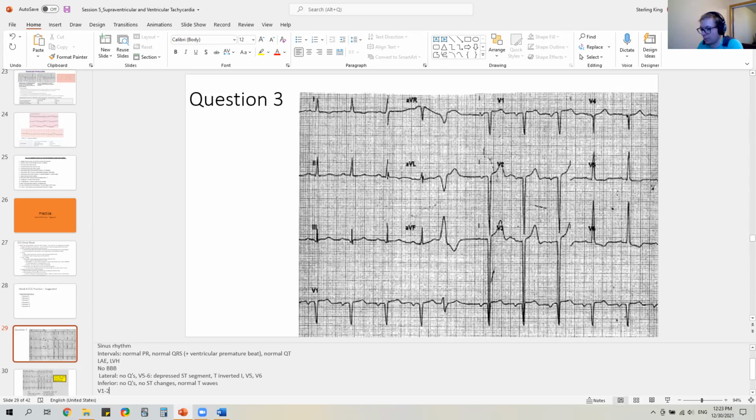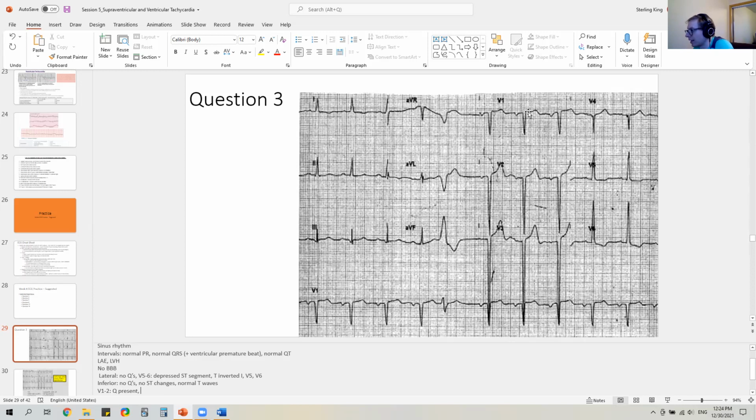Okay, so V1 to 2. This ST is a little higher, so is this one. Those are Q waves, I think. I don't see an R at the start. So let's start with the Qs. So Qs present. Yeah, that looks like Q waves, unless that tiny blip is my R wave. It looks like a Q to me.